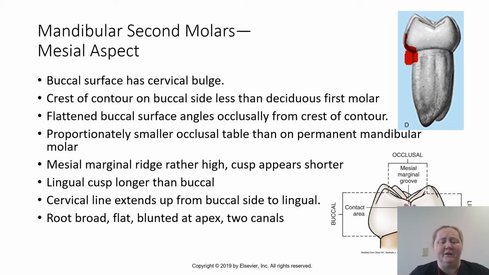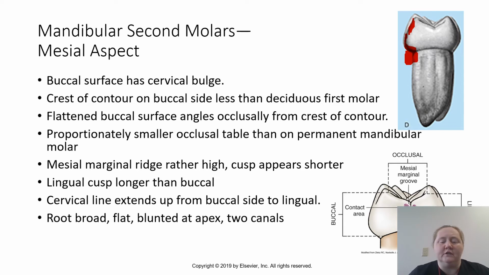The crest of contour on the buccal side is less than the deciduous first molar. The flattened buccal surface angles occlusally from the crest of contour, okay? So we're getting flat as we go up, okay?